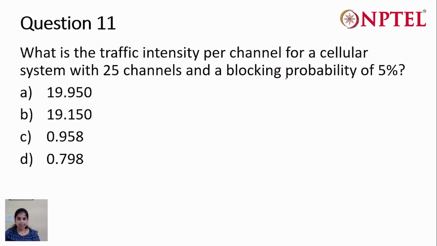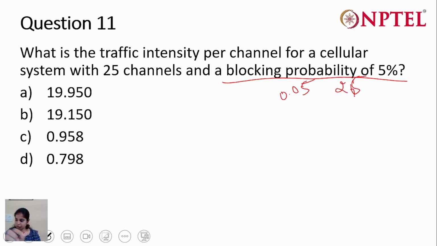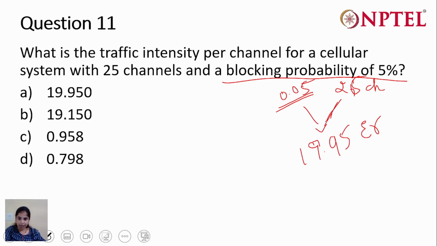What is the traffic intensity per channel for a cellular system with 25 channels and a blocking probability of 5%? So I want to give you some value. The blocking probability is 5%. So for 0.05 blocking probability and 25 channels, based on the Erlang calculator, it is 19.95 Erlangs. So from the Erlang calculator, what we'll get is the traffic intensity to be 19.95 Erlangs.